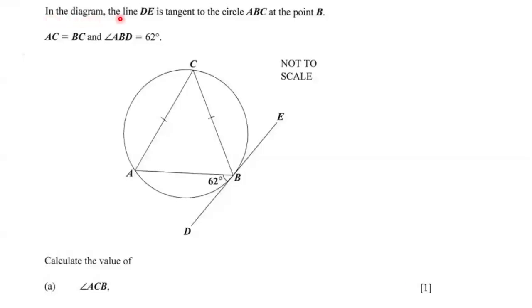In the diagram, the line DE is tangent to the circle ABC at the point B. AC is equal to BC, and angle ABD is equal to 62 degrees. And here we have this diagram. Our goal is to calculate the value of angle ACB. That's our goal.